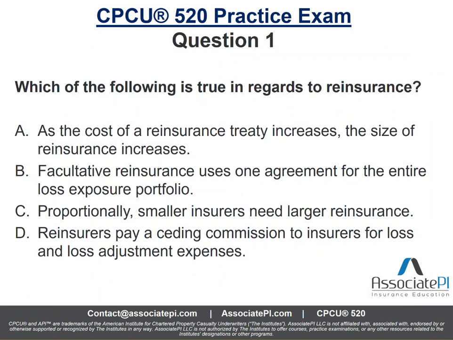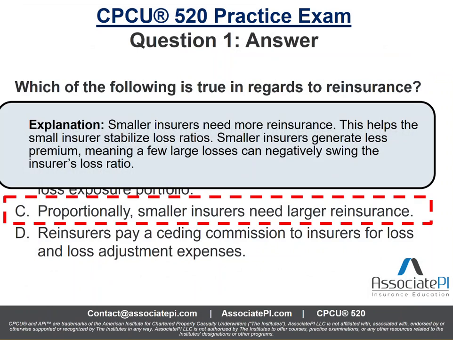It is asking, which of the following is true in regards to reinsurance? And it gives you a couple answers here. Very straightforward. This is how concept questions are often formatted. Just straightforward, what is reinsurance and which is true? So I'm going to go on to the correct answer now. And there's the correct answer. So you can see how this is a pretty straightforward question asking about reinsurance. Here's the explanation that smaller insurance companies need more reinsurance.